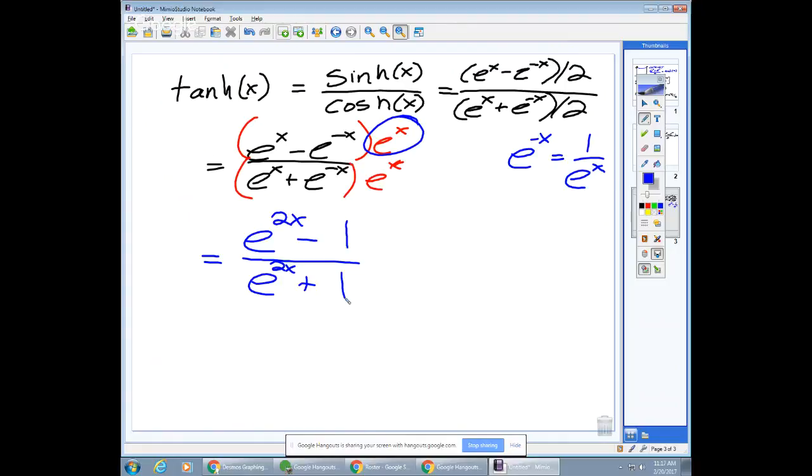Well, wouldn't it be fun to take the derivative of the hyperbolic tangent? So let's see, what's the derivative of the tangent? The derivative is secant squared, right? Wouldn't it be cool if the derivative of the hyperbolic tangent was the hyperbolic secant squared? Let's try it. New page.